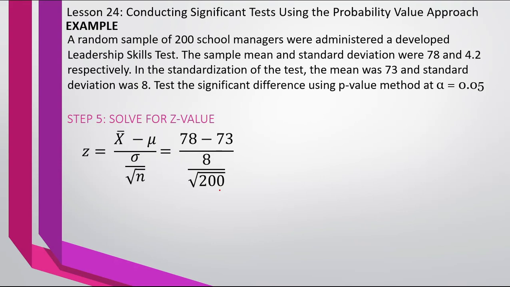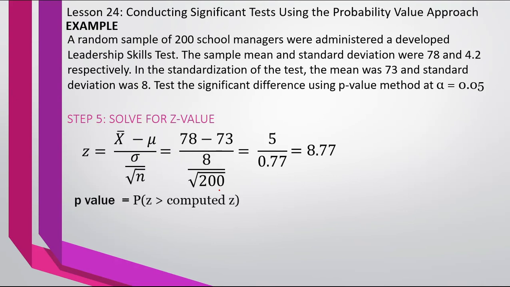Pagka-compute natin, ano makukuha natin? Ayan, very good. 5 divided by 0.77 or this is equals to 8.77. Sobrang laki na. Okay. Pero okay lang yun kung yun talaga na-compute natin. Next, anong gagawin natin? Since may Z value na tayo, kukompute na natin yung P value. Ang probability ng P value when Z is greater than 8.77.